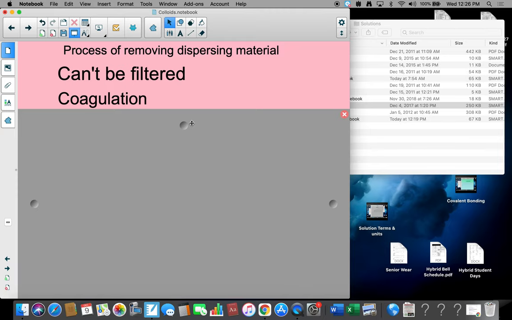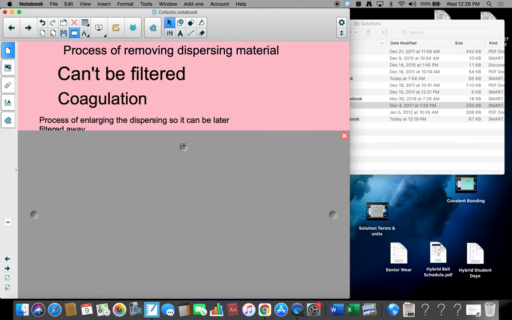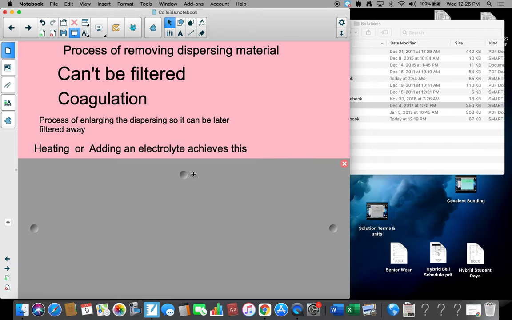The first is called coagulation. Coagulation is a process of enlarging the dispersing so it can later be filtered away. We do this by heating or adding an electrolyte. If I heat it up or add an electrolyte, it'll cause it to almost clot up, and then I can take it away.